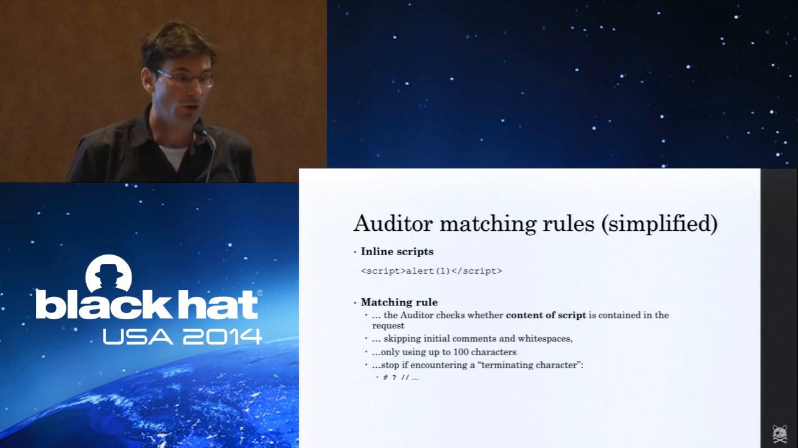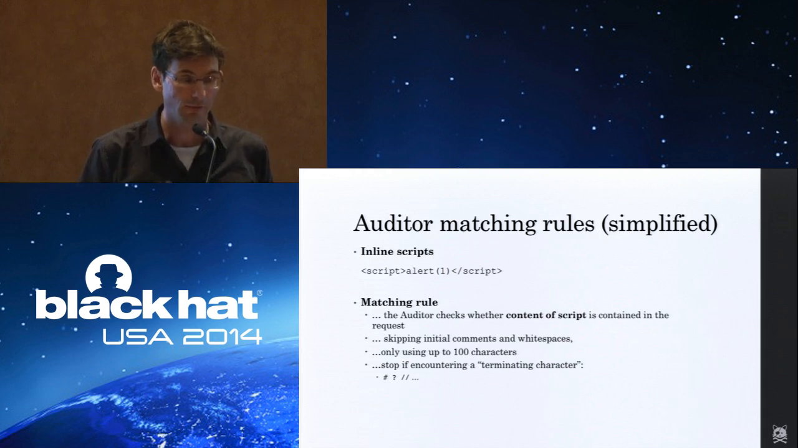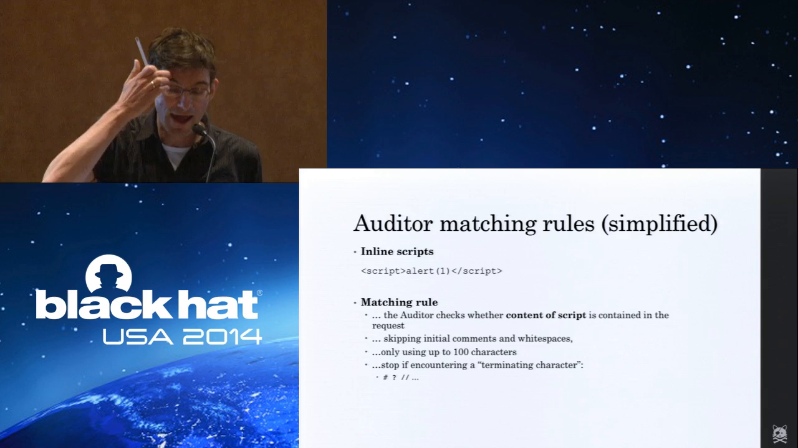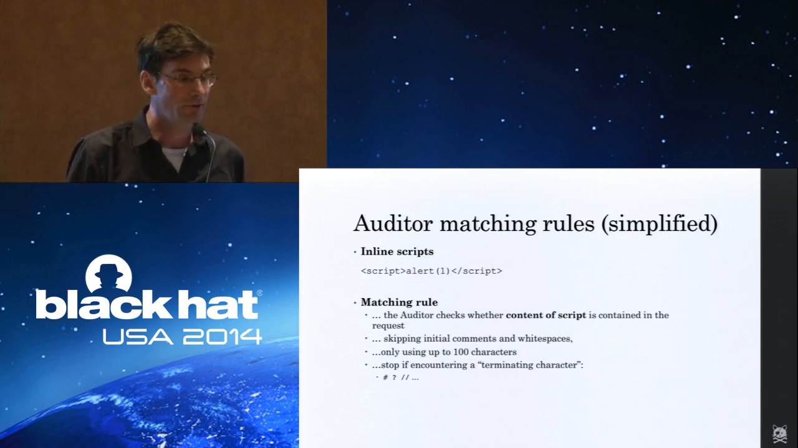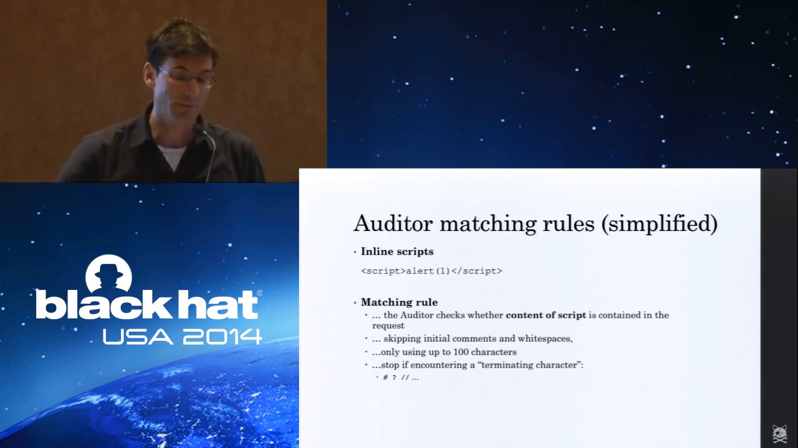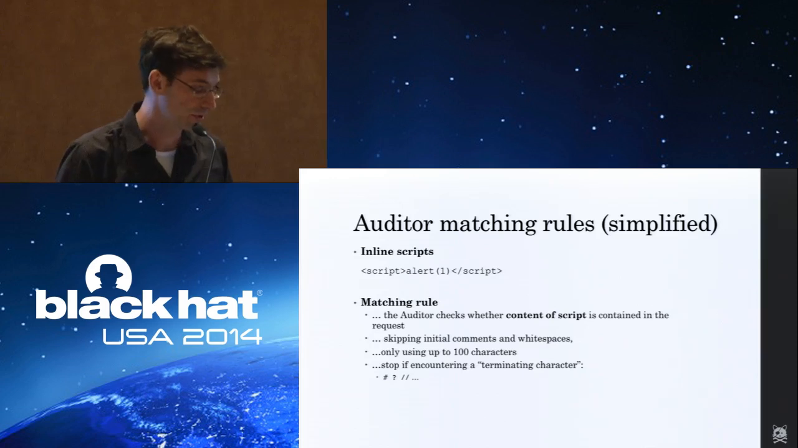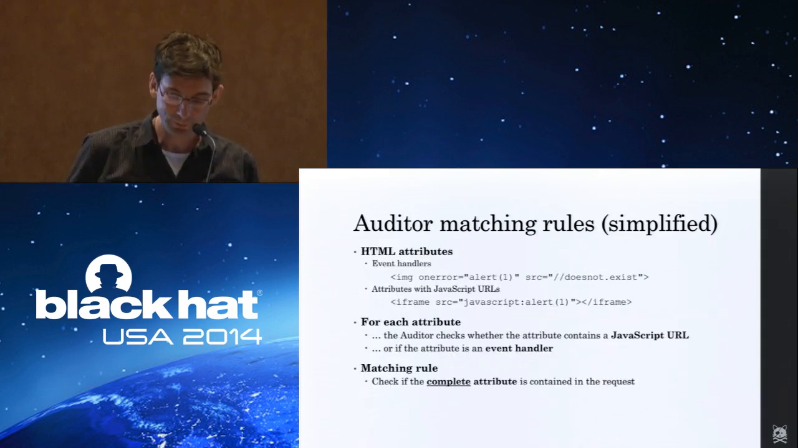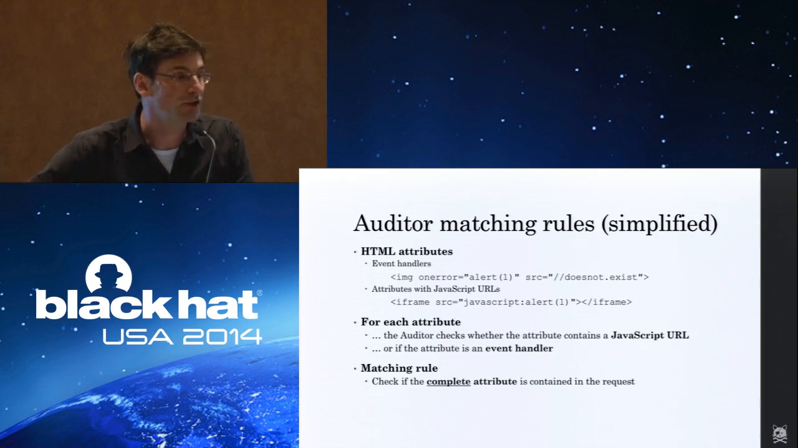It skips initial comments and white spaces. This is a normalization step, which makes sense. And it only checks the first 100 characters because they are significant enough for identifying if there's a match or if there's not a match. And it checks up to 100 characters, but it might terminate earlier. So the matching process terminates if certain terminating characters are met. And the most important terminating character in this context is double slashes for comments, because this is a usual technique that you use for certain injections where you end your injection vector with JavaScript comments. The second matching rule is for HTML attributes.